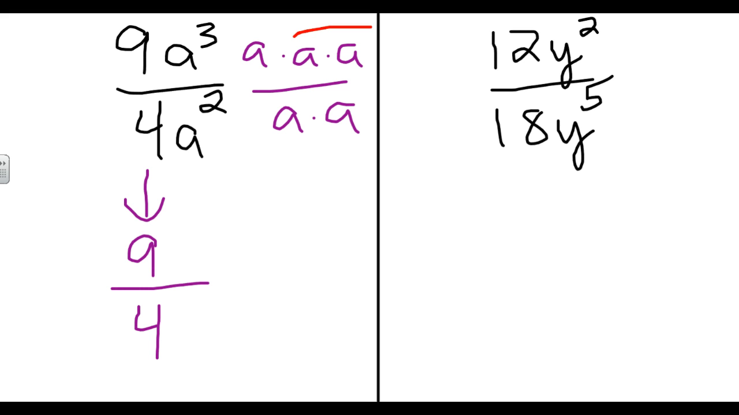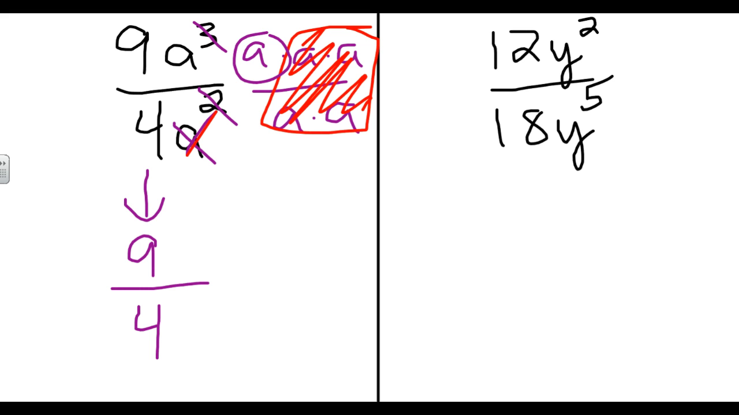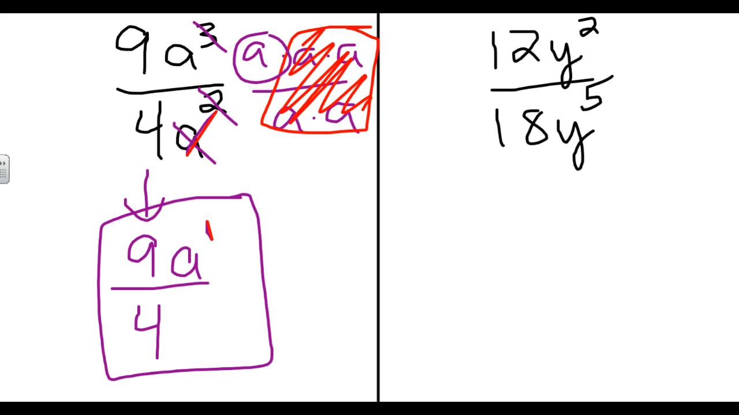And so we can cancel a common 2 a's, because whatever they are, they're the same thing, from the numerator and denominator, and we're just left with 1 a in the numerator. So we're left with 9a to the first, so 9a to the first divided by 4. That is our fraction.